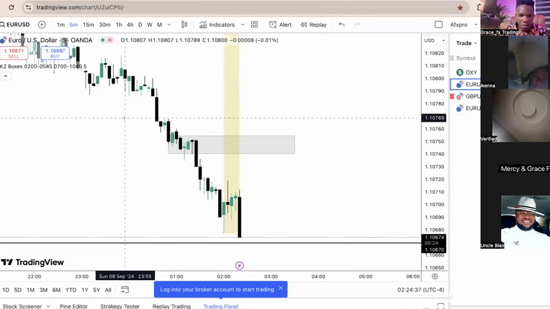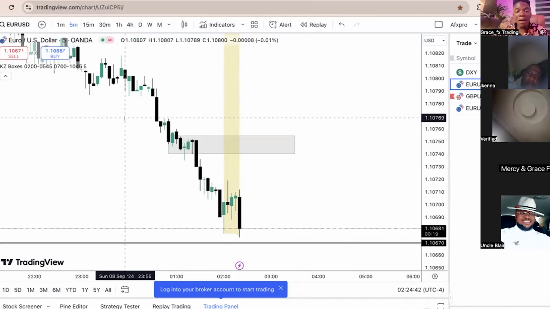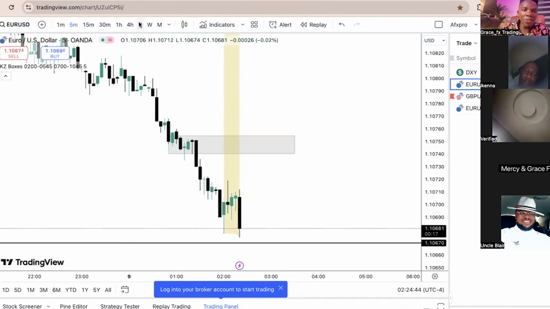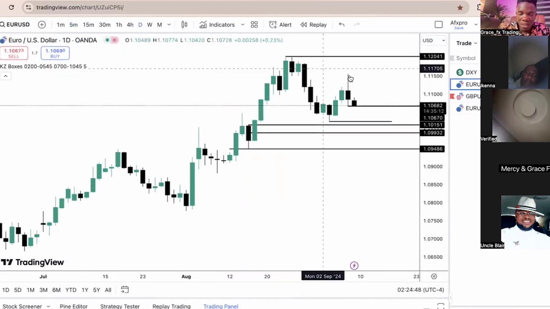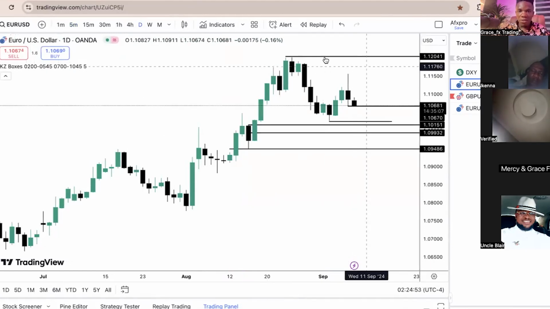It's not done that way. So we want price to give us the low of the day before we can start buying, right? And this is our target for the day. First target is this high here, this high that was created on Friday, and then eventually this place.